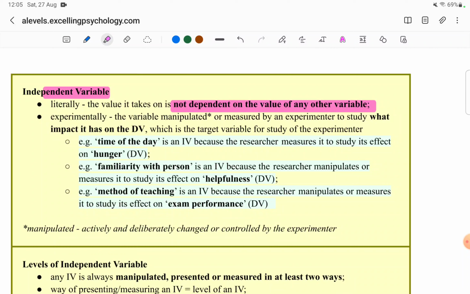These variables are free from the influence of other variables. That's why they are called independent. For more understanding, you can wait for lesson 2. Now let's come to the conceptual meaning of an independent variable.